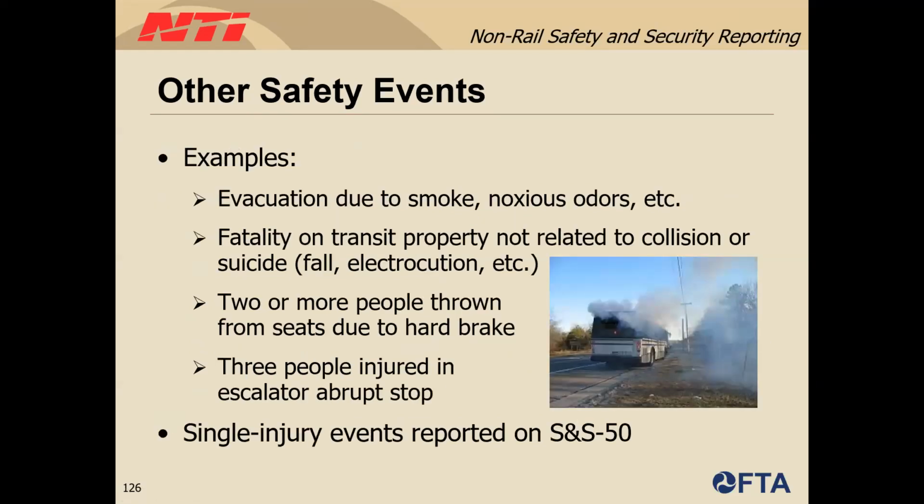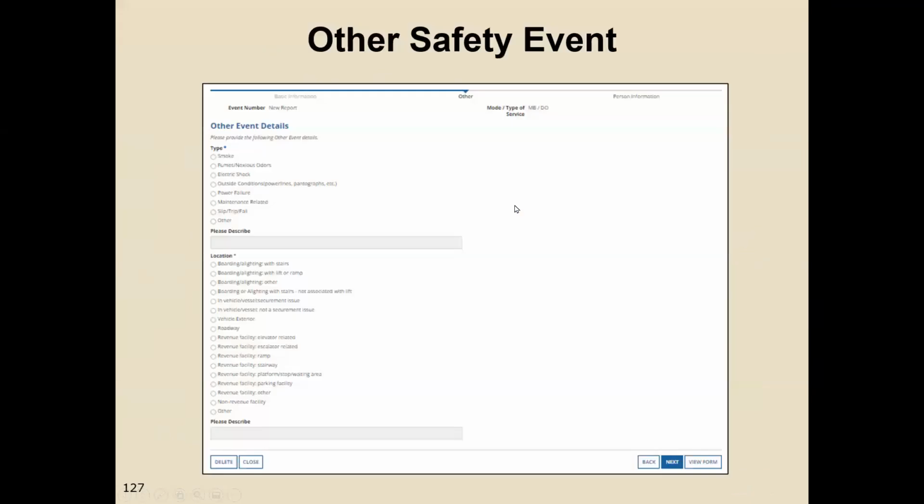Here are some examples. As you see, evacuations due to smoke, fumes, noxious odors, any fatality on transit property that is not considered to be a collision or a suicide, 2 people thrown out of their seats due to a hard brake, 3 people injured in an escalator when it comes to an abrupt stop, or other safety events resulting in a single injury. Again, other safety events with only a single injury get reported on the monthly SNS 50 summary report. And then here's a screenshot of the major other event details form.